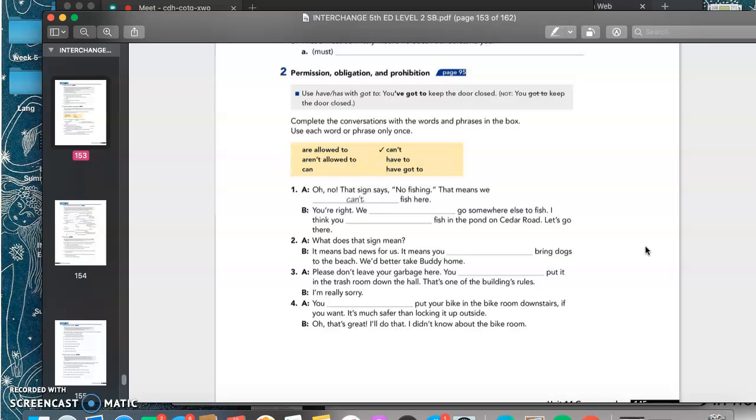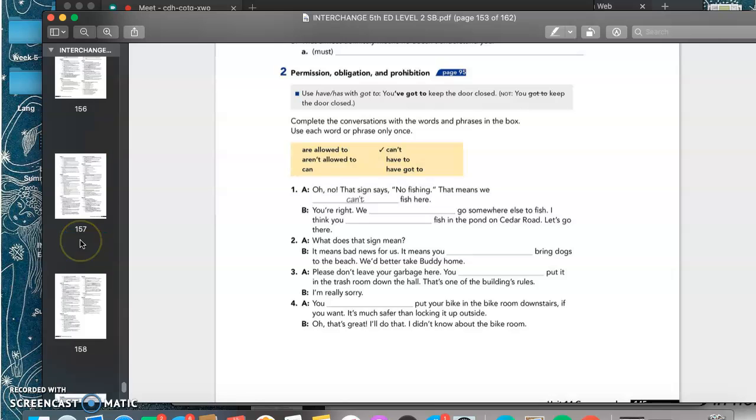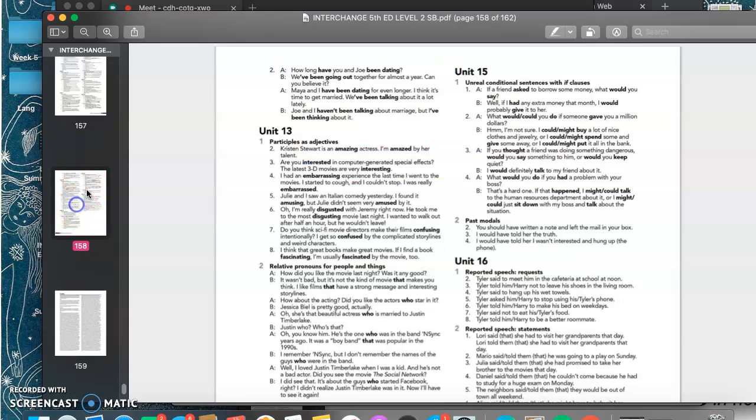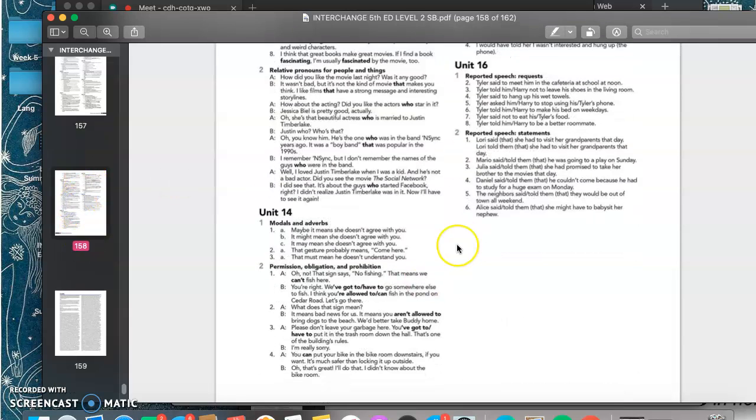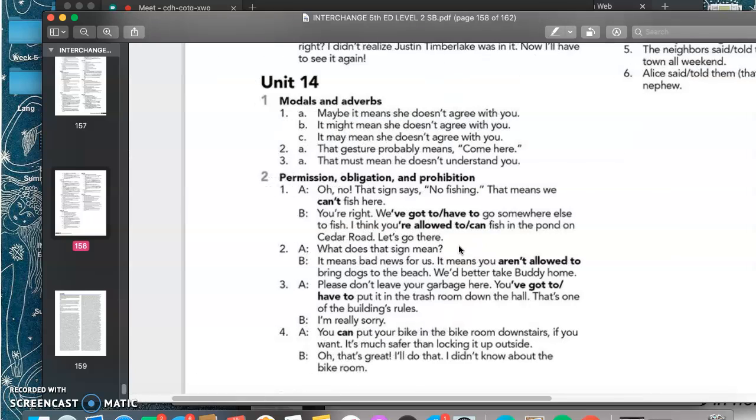You can put your bike in the back room. Don't stay if you want. It's much safer than locking it outside. Oh, that's great. I'll do that. I didn't know about the bike room. Okay, very good. Let me go ahead and review the answers. I'm going to send it on Telegram later.